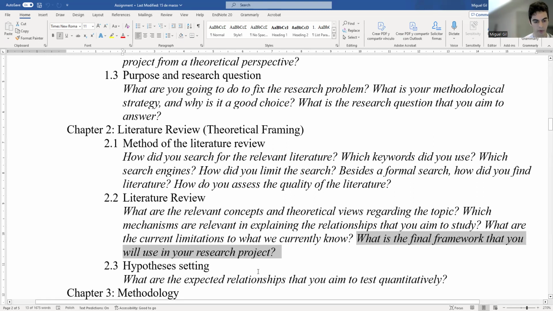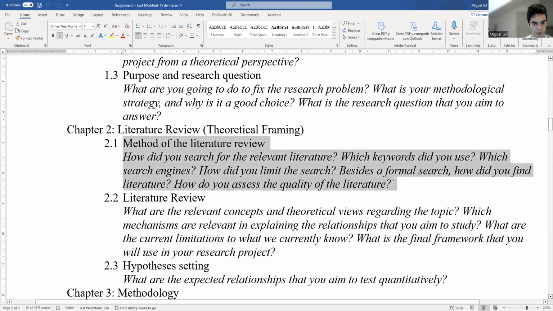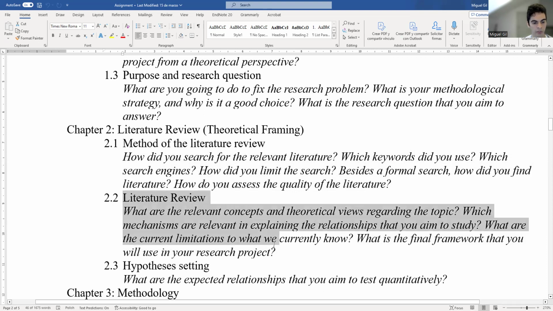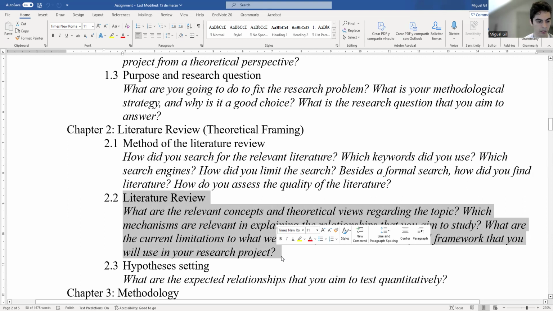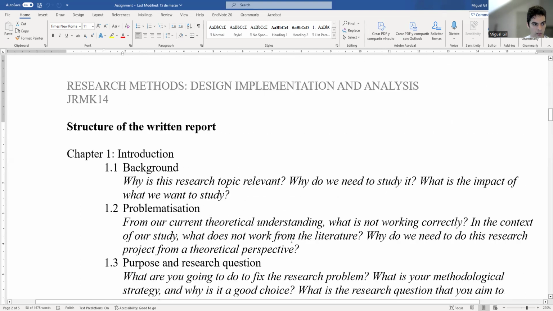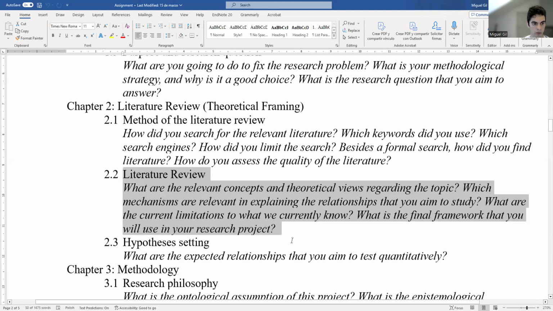It's only 1 paragraph. So the whole chapter, the literature review, should be, I would say, 2 paragraphs for the method, 4 or 5 paragraphs for the actual review, and 1 paragraph for the hypothesis setting, right? So that's how it should be. In total, it's maybe 7 paragraphs. It's a little bit longer than the introduction, but not that long, right?